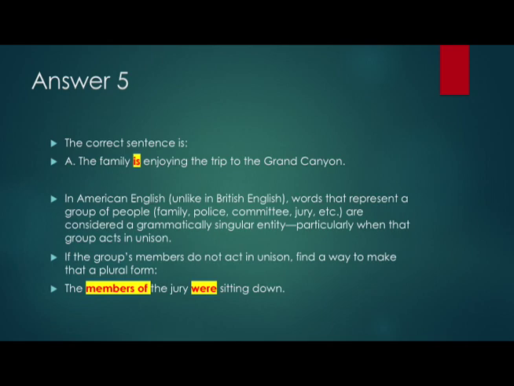Now, if the group's members do not act in unison, what I would recommend is to find a way to make that a plural form in terms of expressing the subject. So here, although it would be grammatically correct to say the jury were sitting down, because they're not all sitting down together simultaneously, although that sentence would technically be correct, I think to avoid some of the awkwardness here would be to just make the subject clearly a plural form by adding the words members of. So the members of the jury were sitting down, and nobody should question if that's accurate.